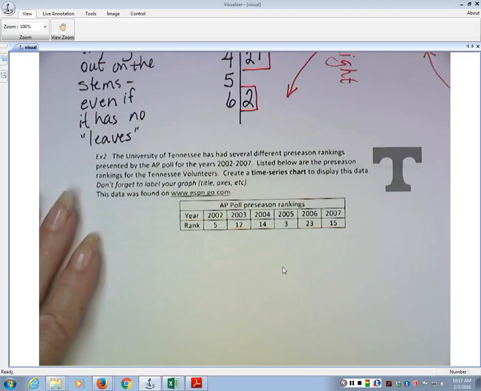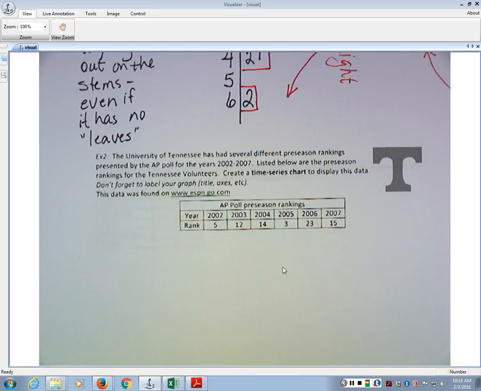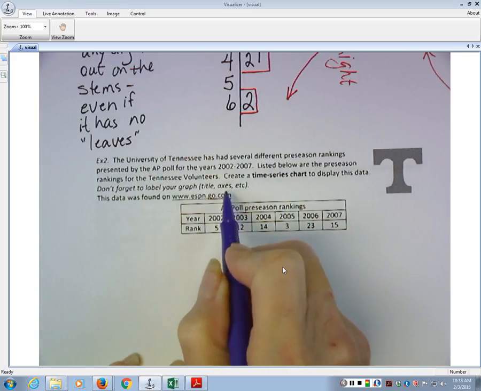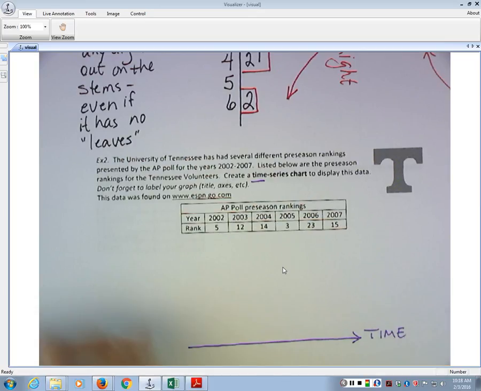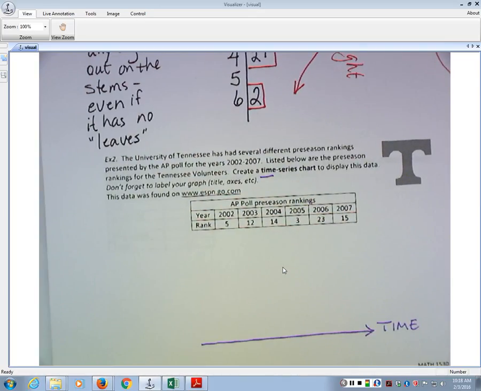Now the second one says the University of Tennessee has had several different professional preseason rankings represented by the AP poll. This is for the years 2002 through 2007. Listed below are the rankings for the Tennessee Volunteers. Create a time series chart. Well, as it implies, in a time series chart your horizontal axis is going to represent time, and this time is being measured in years, 2002, 3, 4, 5, 6, 7.